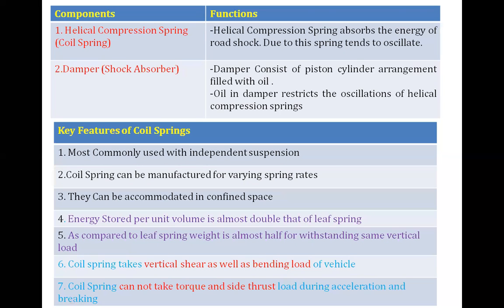The features of coil spring: mostly commonly used with the independent suspension. Coil spring can be manufactured for varying spring rate. They can be accommodated in confined space. Energy stored per unit volume is almost double that of leaf spring. As compared to the leaf spring, weight is almost half for withstanding the same vertical load. Coil spring takes vertical shear as well as bending load of the vehicle. Coil spring cannot take torque and side thrust load during acceleration and the braking.